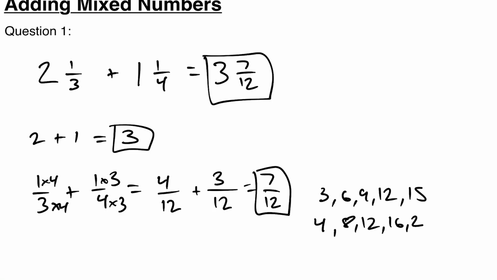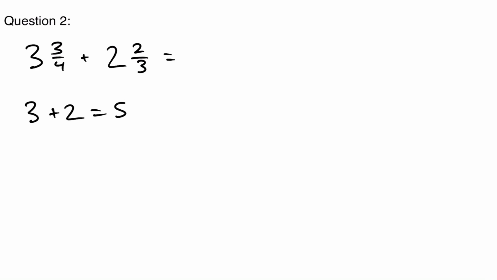Now let's try one more problem, and this time I'm going to have you guys pause the video and try it on your own. But for the next problem, we're going to have 3 and 3/4 plus 2 and 2/3. Now pause the video and try it on your own, but when you come back, you'll see that the process is the exact same. First, we're going to add the whole numbers. So 3 plus 2 is equal to 5.